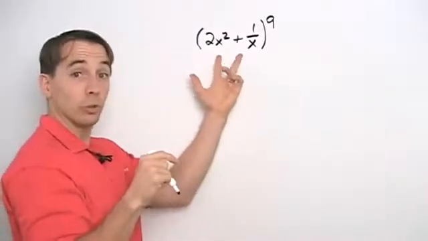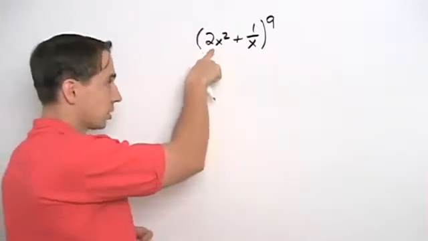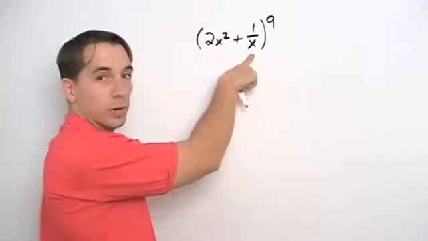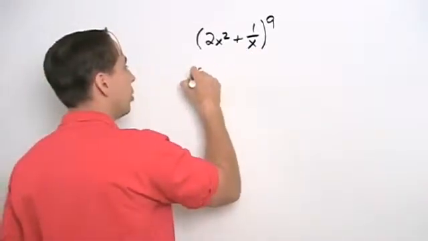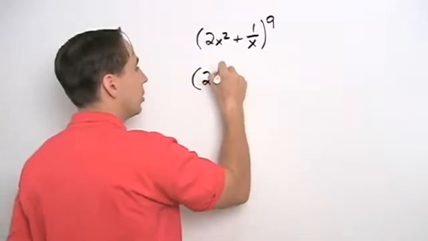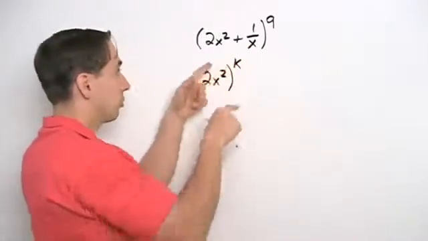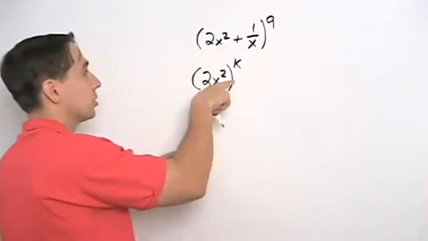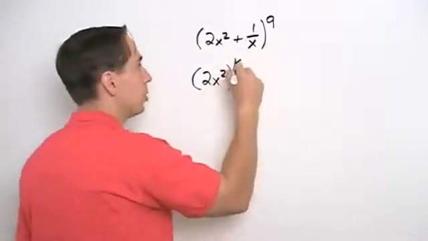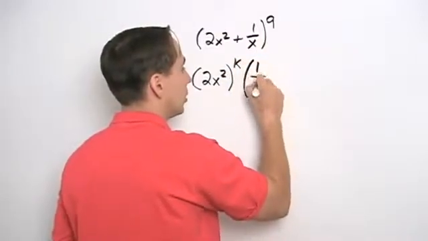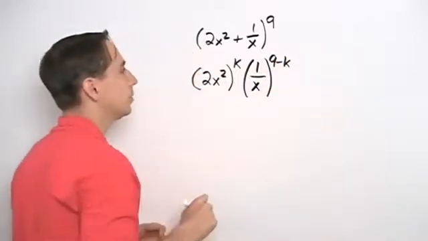We know what each term looks like when we expand this out. Each term looks like a bunch of 2x squareds times a bunch of 1 over x's. So what's that a bunch of? We don't know. So we'll give that a variable. We'll call that k. We'll say we take 2x squared, we take k of those. Well, that means we're raising to the 9th here, so if we take 2x squared from k of the 9 binomials, that leaves 9 minus k to take the 1 over x from.